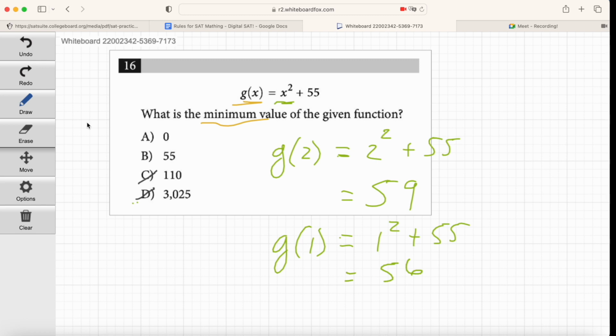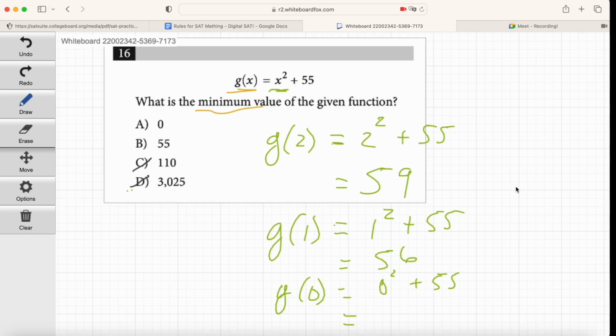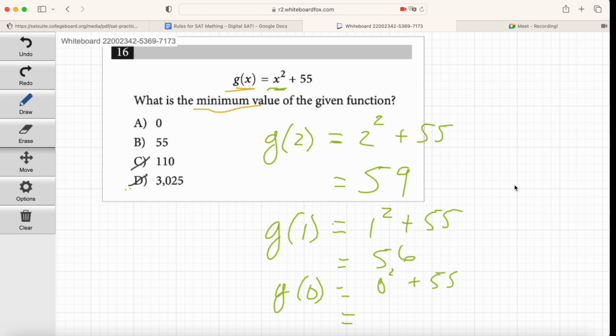I think we can make it even smaller. What can we plug in to make g even smaller than 56? 0. Plug in a 0. Find g of 0. And what's g of 0 equal? Well, g of 0 doesn't equal 0. I mean, 0 squared is 0, but we still have to add that 55, right? So that's going to be 55. Does that make sense? I think you kind of stopped halfway through the calculation. There's your answer. It's B.